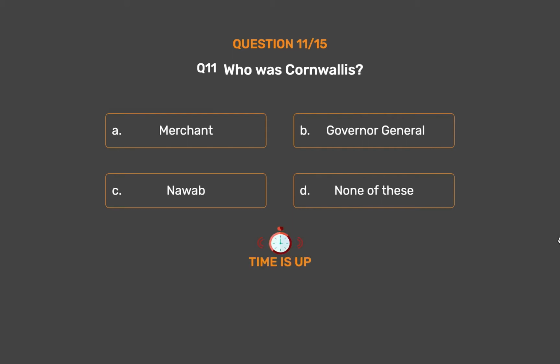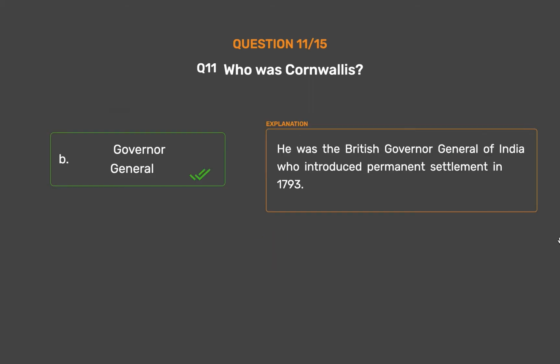The correct answer is option B, Governor General. He was the British Governor General of India who introduced permanent settlement in 1793.